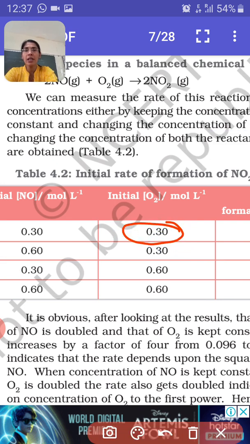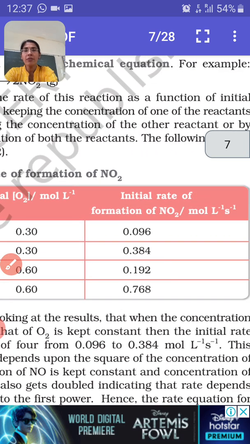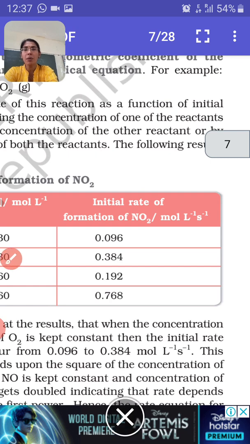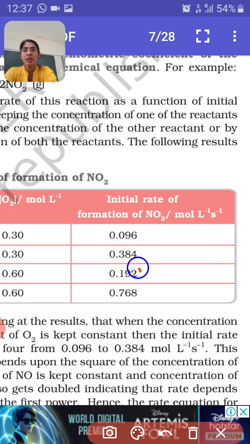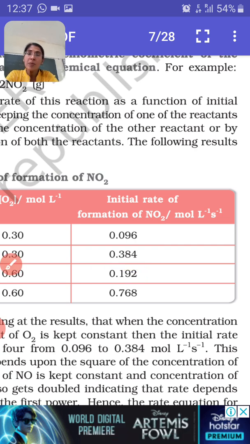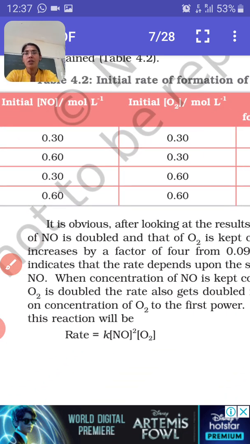It was 0.03 and now it is doubled, 0.06. And what is observed, the rate of reaction in this case is also doubled. Here you see this one, the rate of reaction is also doubled. So increasing the concentration of NO 2 times, the rate of reaction is increased 4 times. But the increase in concentration of oxygen 2 times, the rate of reaction is increased 2 times. So we can put the values and we shall see that rate of reaction is proportional to the second power of NO and first power of oxygen.